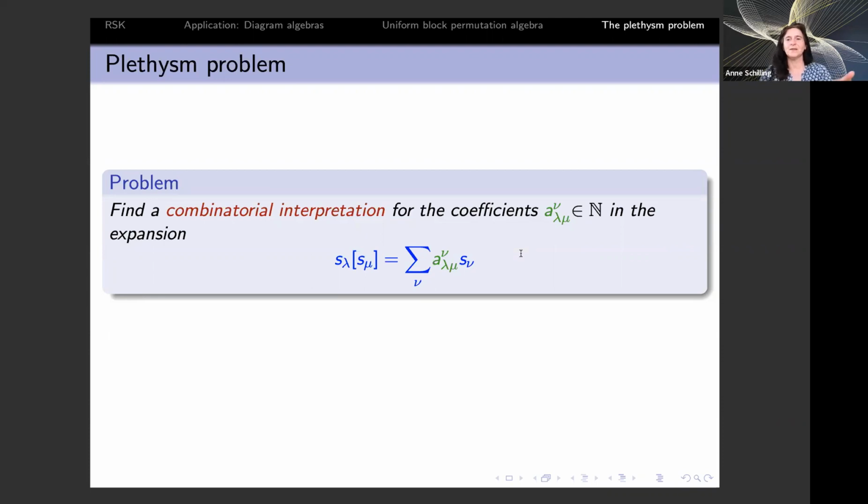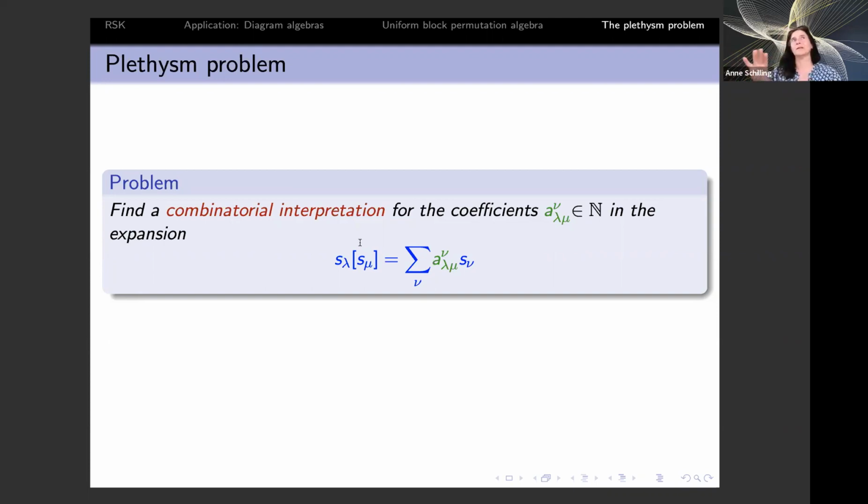But if you do this plethysm, the combinatorial objects that you're looking at are actually tableau of tableau. So instead of putting a number into each box in your lambda, you're now going to put a tableau inside each box.